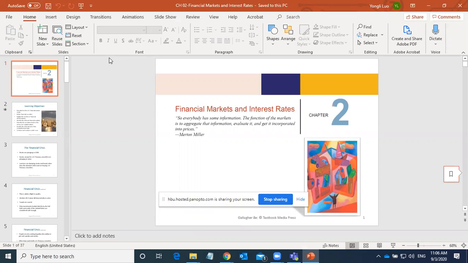To get the interest rate data from the website?